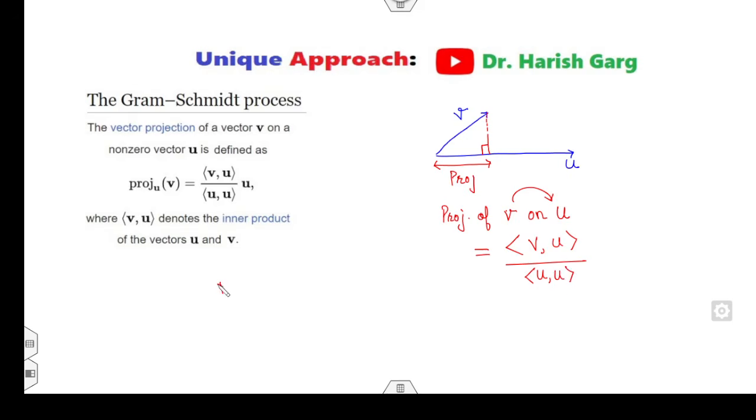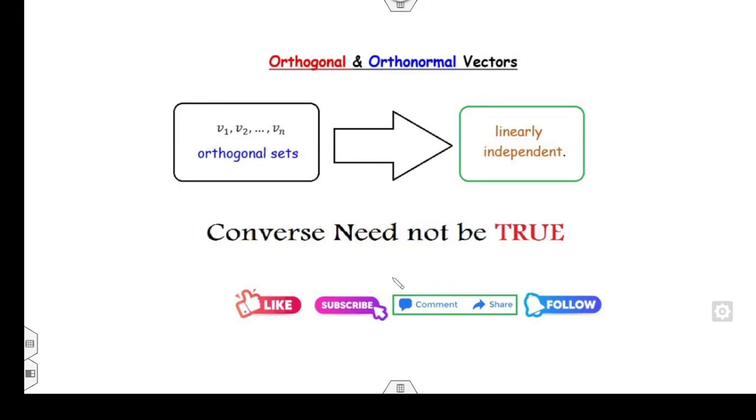Always remember, students, that the inner product u comma u is equivalent to the norm squared. Another concept we need is linear independence. If you prove that the given set of vectors is orthogonal, then they are always linearly independent, but the converse is not true. Again, we have seen in our previous slide that every orthonormal vector is orthogonal, and once they are orthogonal, that means they are linearly independent.